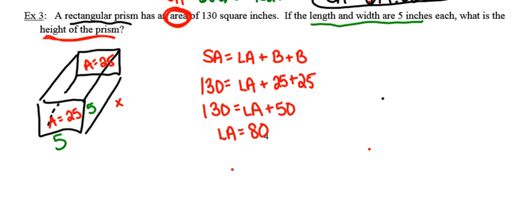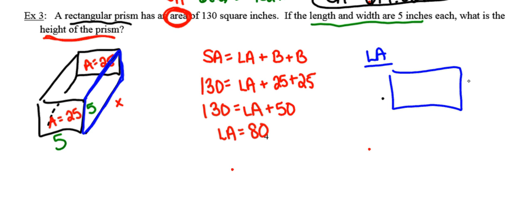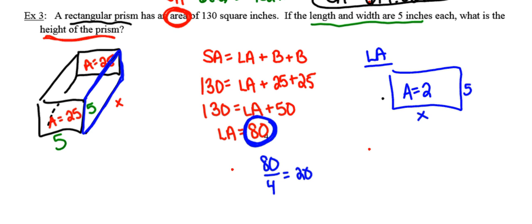Now the lateral area of this prism is made up of 4 of these congruent rectangles. So I'm just going to draw a little picture. The lateral area is made up of these 4 rectangles, where the height of the rectangle is 5 and the base is x. This 80 represents the area of 4 of those rectangles, so I'm going to divide that by 4. Now I've got a rectangle where the area is 20, the height is 5, so the length of the base is going to have to be 4. So x in this picture represents the height of my prism, making the height of my prism 4 inches.